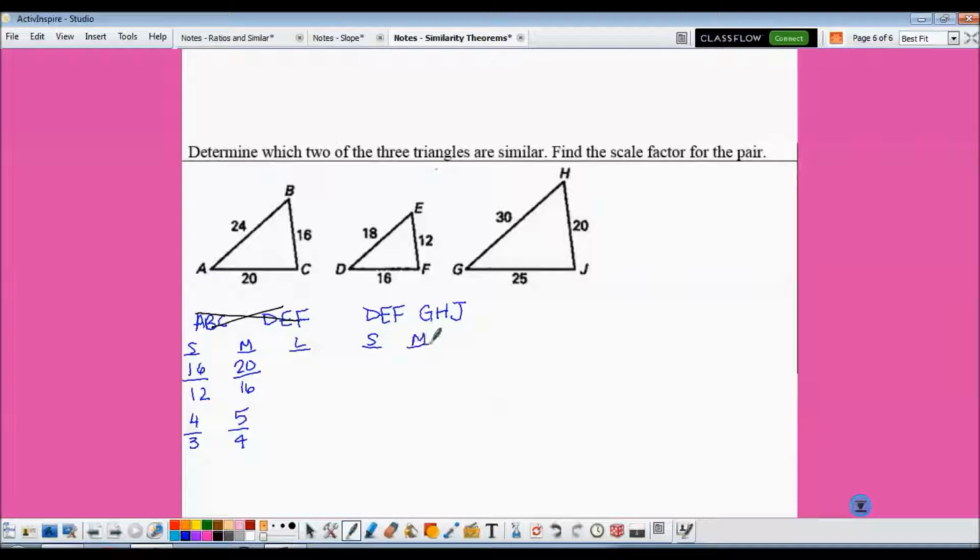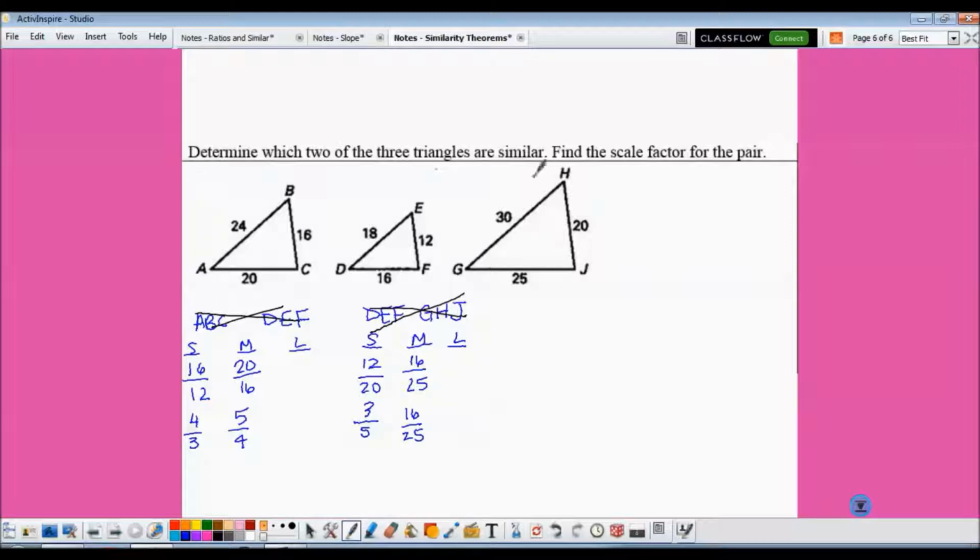Small, medium, and large. Smallest side is 12 over the largest side, which is 20. 12 over 20 simplifies to 3 over 5. Medium would be 16 over 25, which doesn't simplify, so it's just 16 over 25. So that pair doesn't work because those aren't congruent.